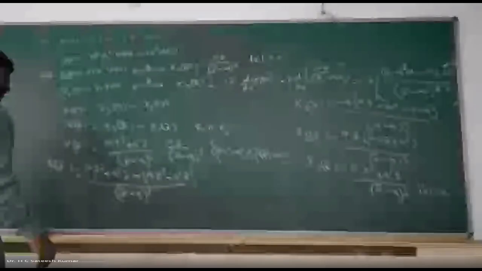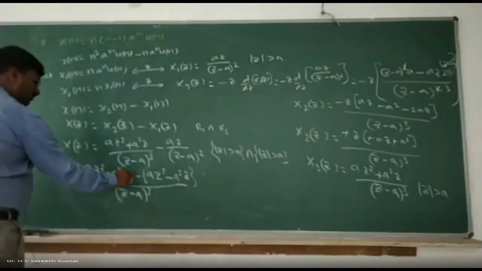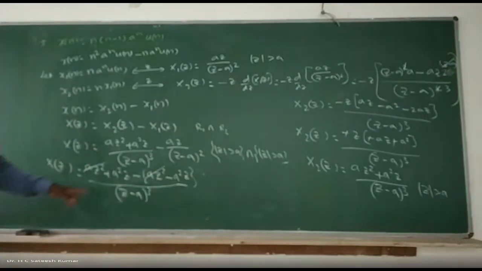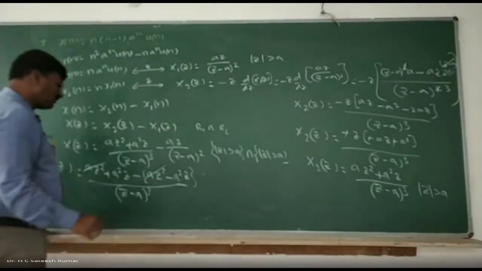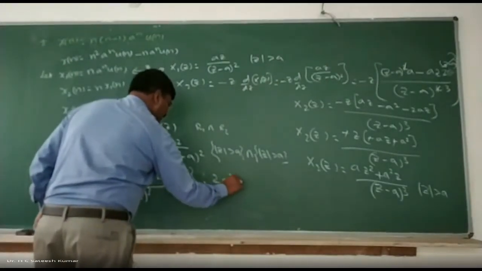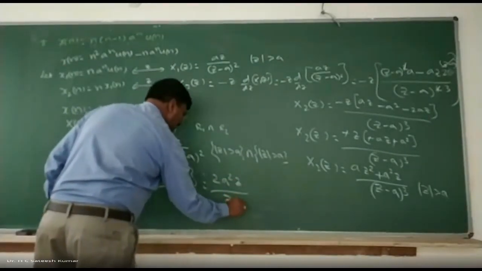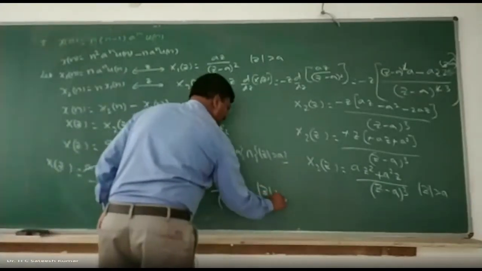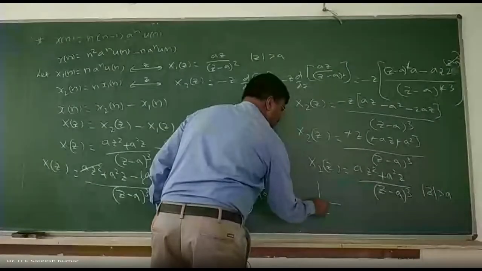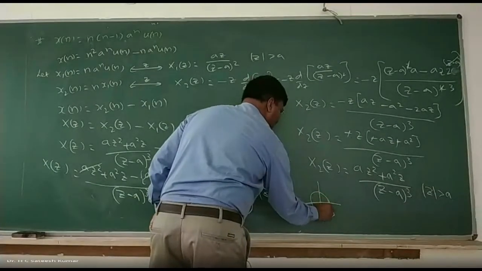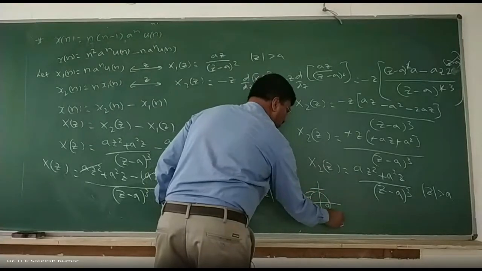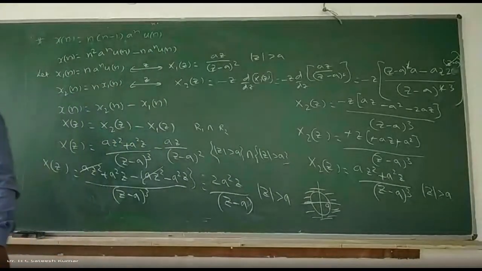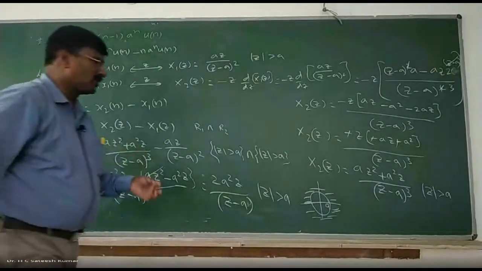Now what is that we get? Az square minus az square plus az square gets cancelled. Minus into minus plus a square z plus a square z, 2a square z divided by z minus a whole cube with ROC mod z greater than a, and we can sketch this one. So we can simplify to the best extent possible, so that we get full marks. If you are not able to simplify up to that extent, you may lose 1 or 2 marks.